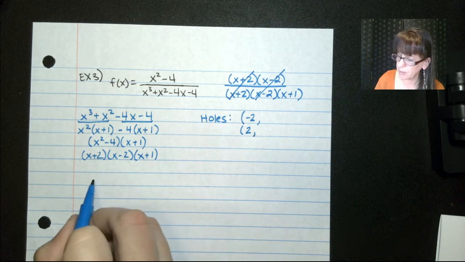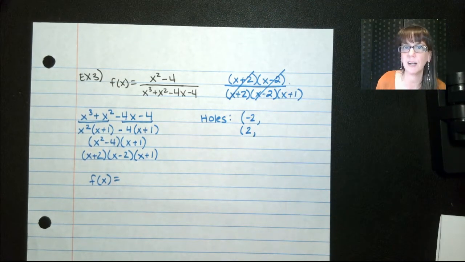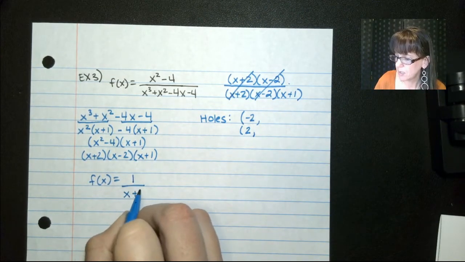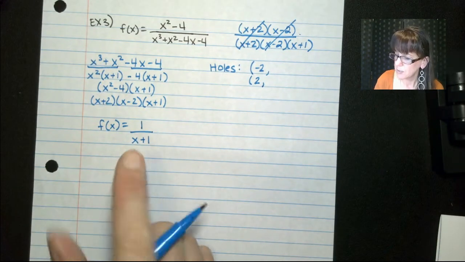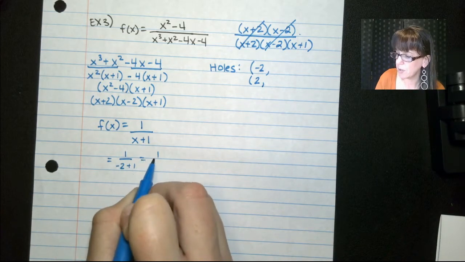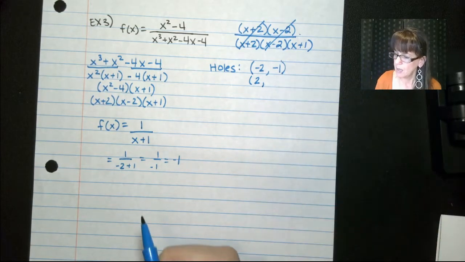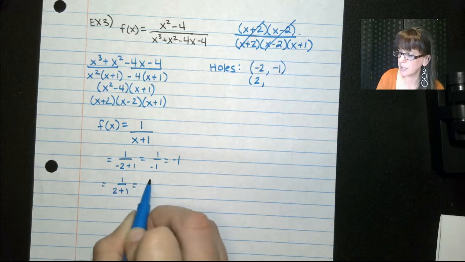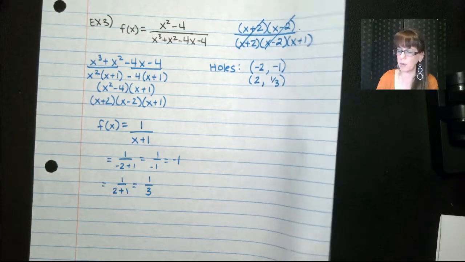So let's rewrite our new function. I'll write it over here, f of x equals, upstairs I've canceled everything out. That doesn't mean that I have a 0 there. It means I have a 1 over x plus 1. Okay, so what happens when I plug in a -2 here? I get 1 over -2 plus 1. That's going to give me 1 over -1, which equals -1. So when I plug in a -2, I get a -1. Now what happens when I plug in a +2? I get 1 over 2 plus 1, 1 over 3. So I have 2 wholes occurring right there. Okay, what else do we need to do?